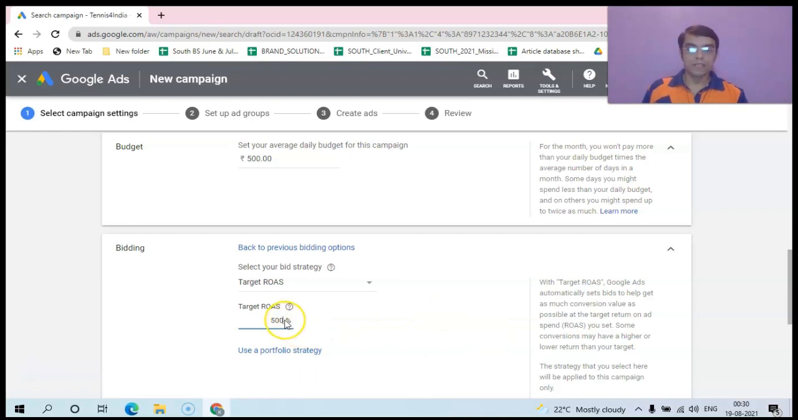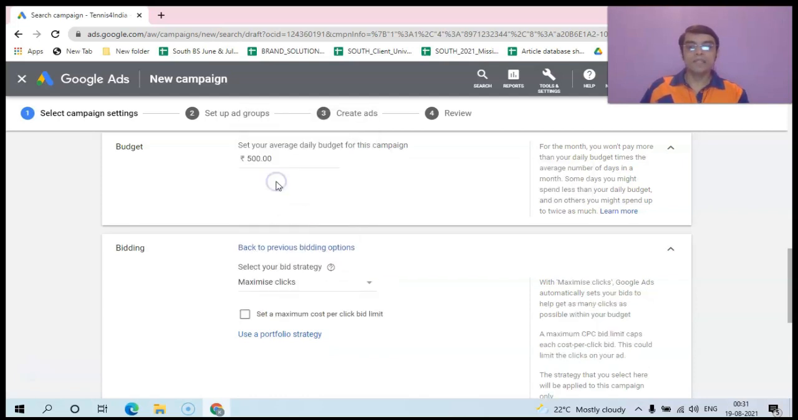Likewise, if I tell Google that I want 200%, in simple terms, for each rupee I spend on Google Ads, I want 2 rupees in return. That's return on ad spend. If I just want to break even, then it doesn't matter. But here I want 200%, meaning double the amount that I spend on my Google Ads should be my return. So that's target ROAS.